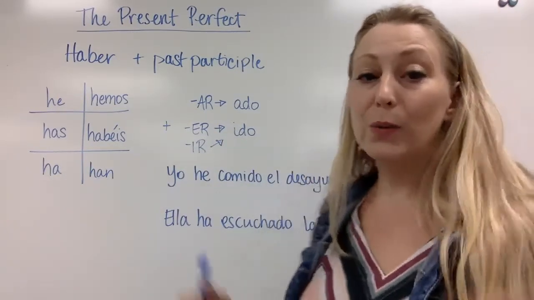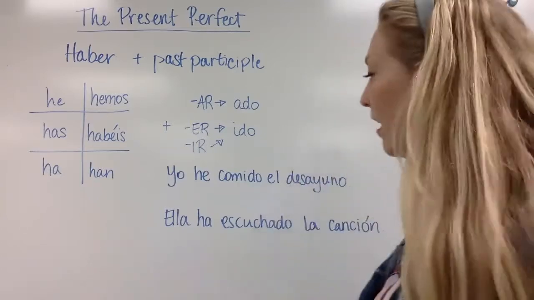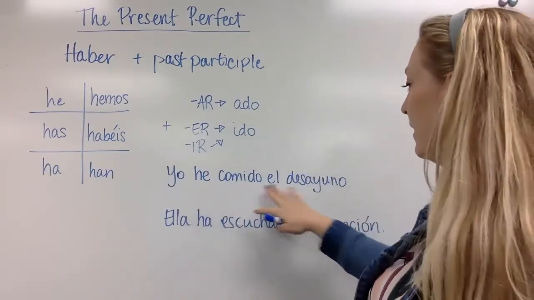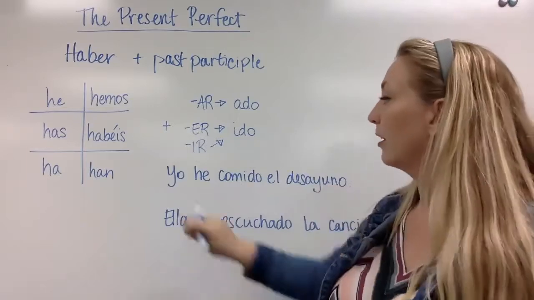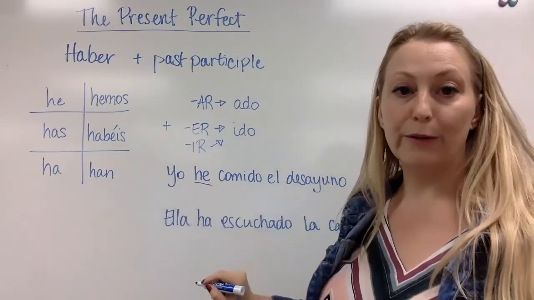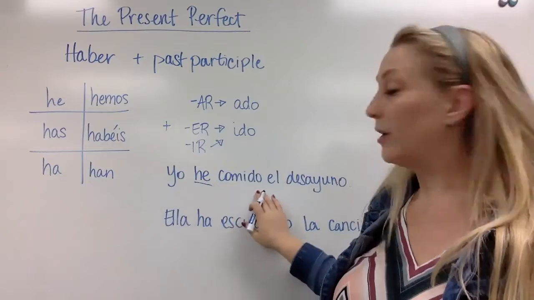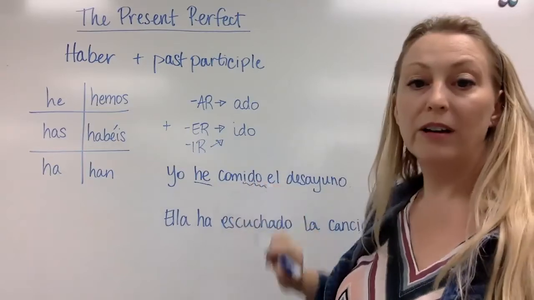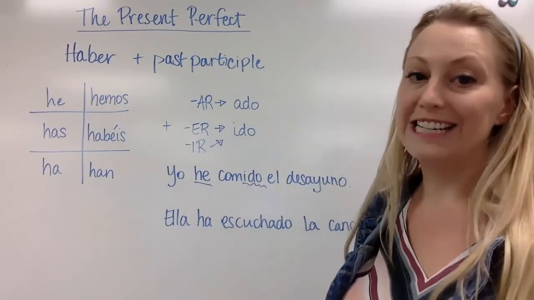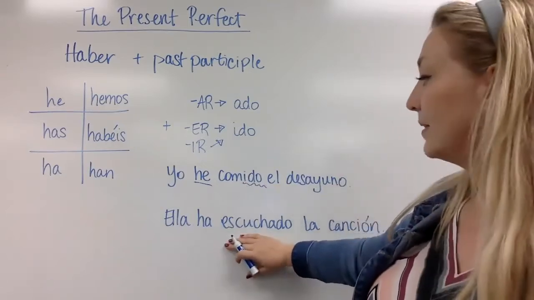Okay, so what does this look like in Spanish? Here are some example sentences for you. Yo he comido el desayuno. So I took our verb from up here, I wrote it down for yo. It matches. Comido comes from our verb comer, to eat. It's an ER verb. I drop my ER, I add that ido.